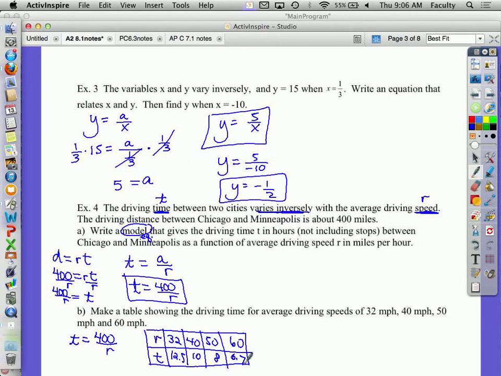So what's interesting is when you look at the table, the faster you drive, the less time it takes. And that makes perfect sense, doesn't it? Okay? That's the inverse relationship. So can you see the real world applications here of inverse variation? The faster you go, the less time it's going to take.